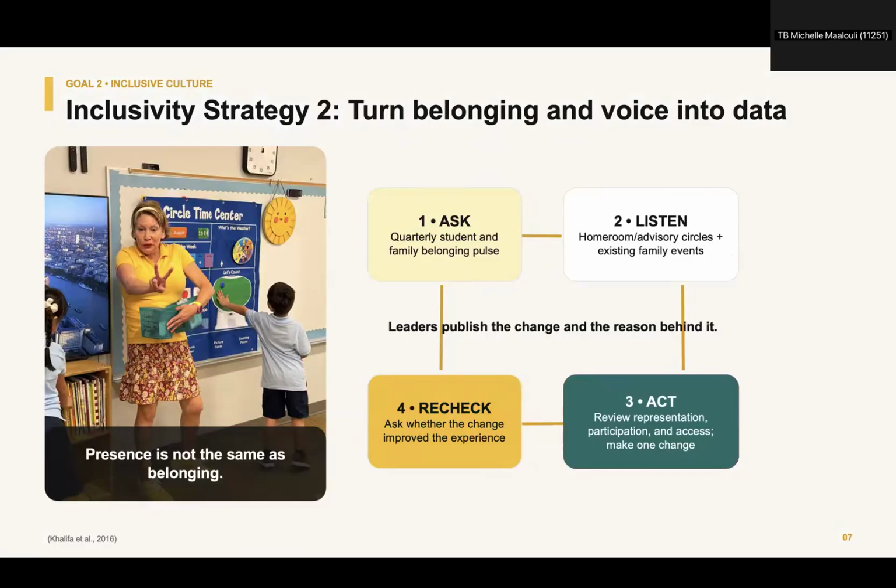Our inclusivity strategy number two is to turn belonging into voice and into data. Our second strategy focuses on belonging, representation, and voice.